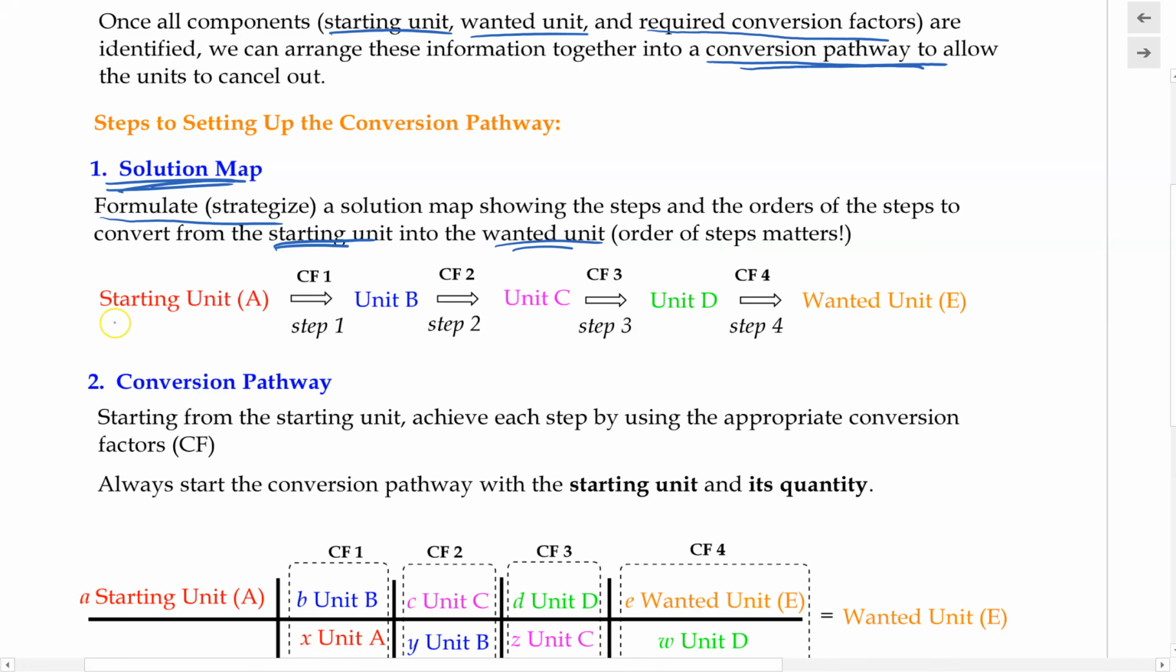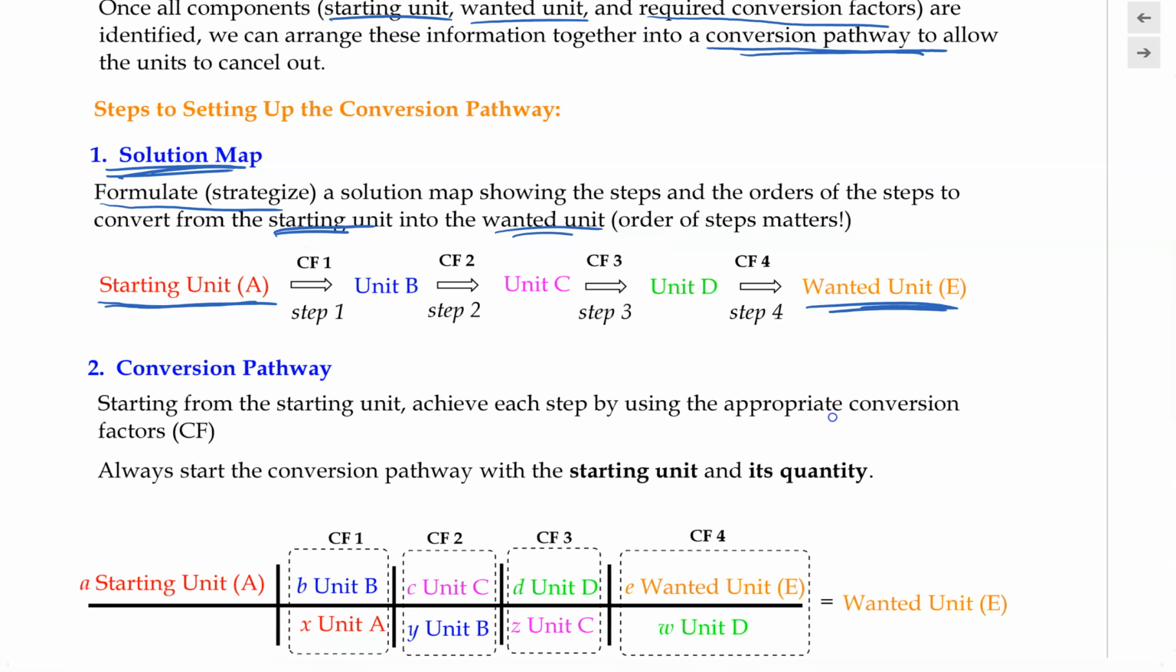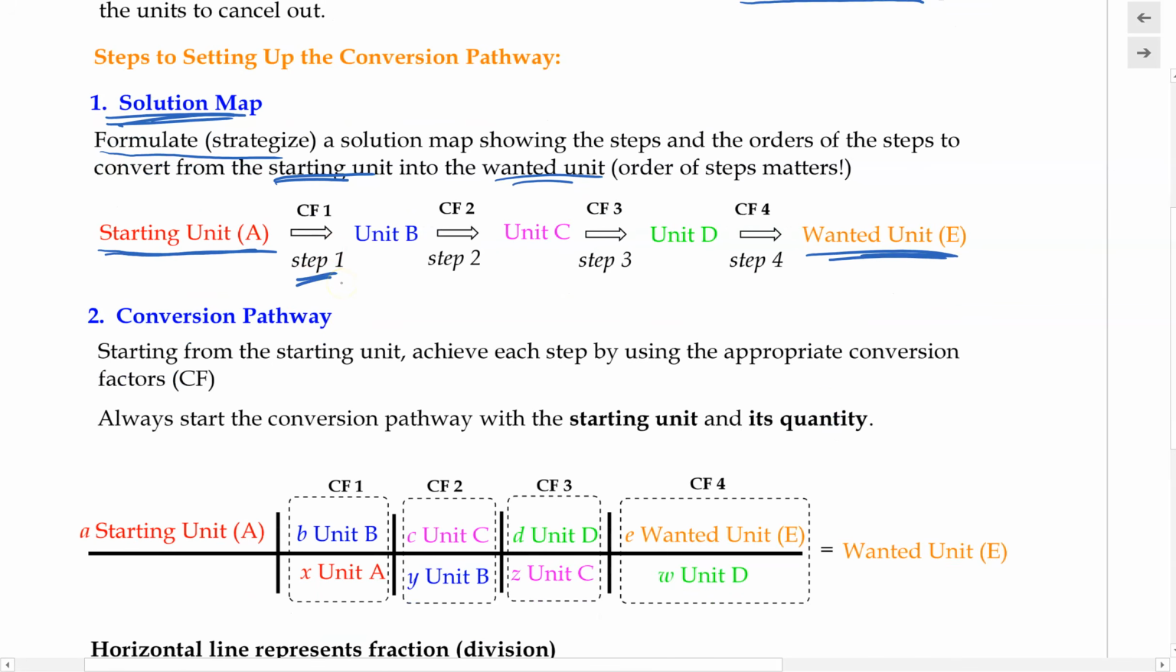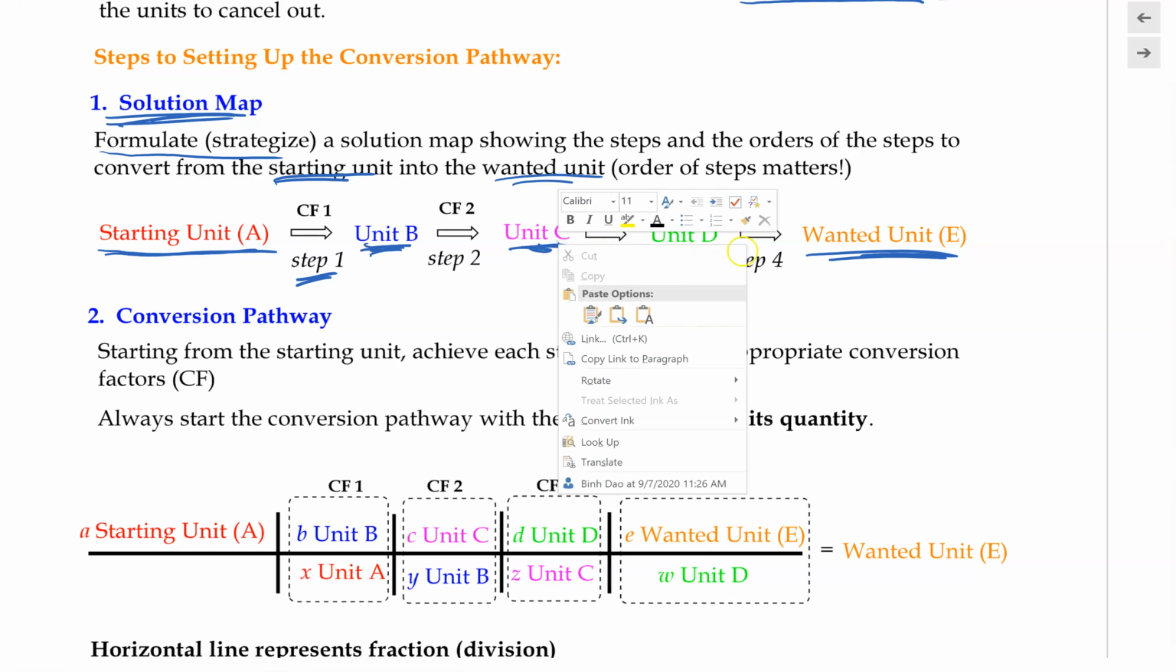For example, let's say that we are starting from unit A, and our wanted unit is unit E. So to get from A to E, it will require several steps, right? So in this case, in step 1, we have to use the first conversion factor to convert between unit A and unit B. And then we'll be able to convert unit B into unit C by using the conversion factor that relates unit B to unit C. And once we have obtained unit C, we can now convert that into unit D by using the conversion factor that shows the relationship between unit C and unit D.